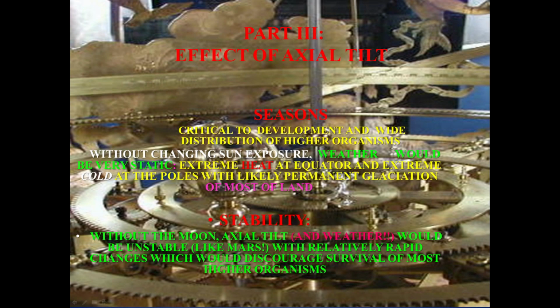Next, I remind you of the effect of our axial tilt, creating seasons critical to development and wide distribution of higher organisms. Without changing sun exposure, the weather would be very static, with extreme heat at the equator and extreme cold at the poles, with likely permanent glaciation of most of the land. The moon also gave the Earth stability. Without the stability, the axial tilt and weather would be unstable like Mars, with relatively rapid changes which would discourage survival of most higher organisms.